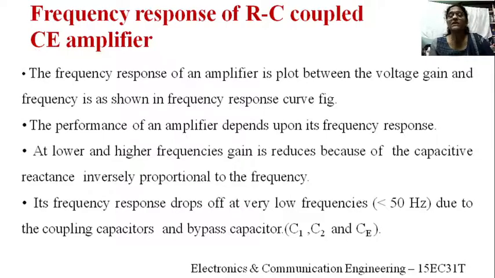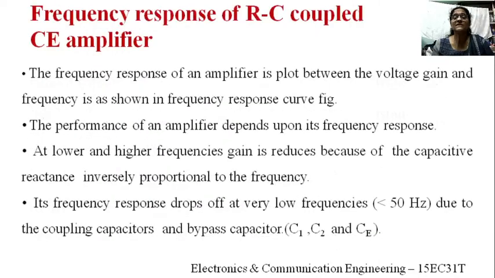Suppose you take an audio amplifier: the usable frequency range is the audible frequency range, which we know is 20 Hz to 20 kilohertz. In that range, this amplifier is able to amplify speech signals or any music signals in the audible range. That is called the frequency response.